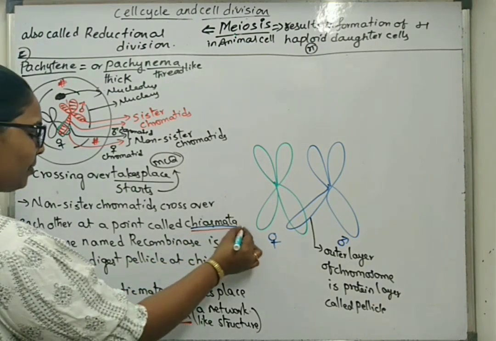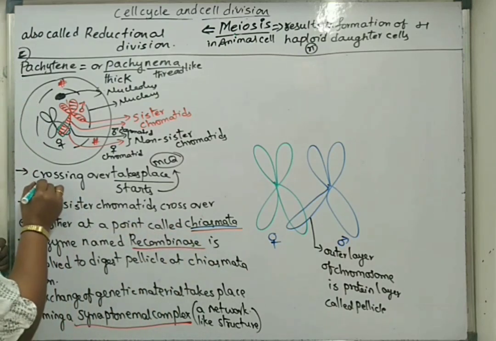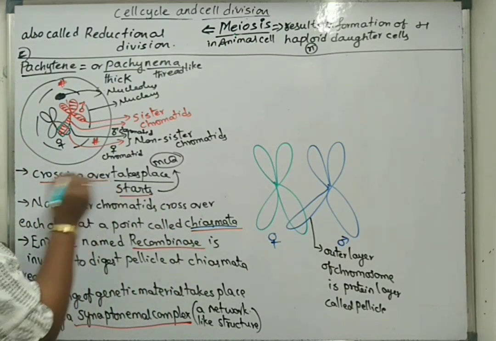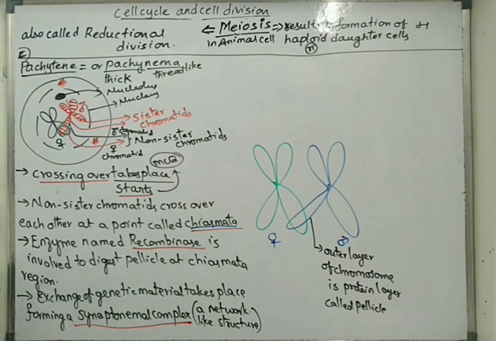So one, chiasmata, two, enzyme recombinase, three, crossing over starting, and four, synaptonemal complex. Four important points.